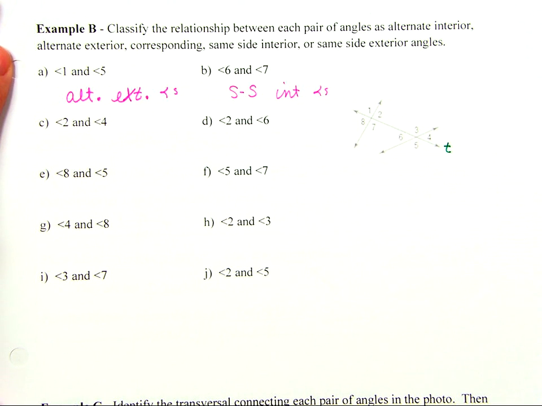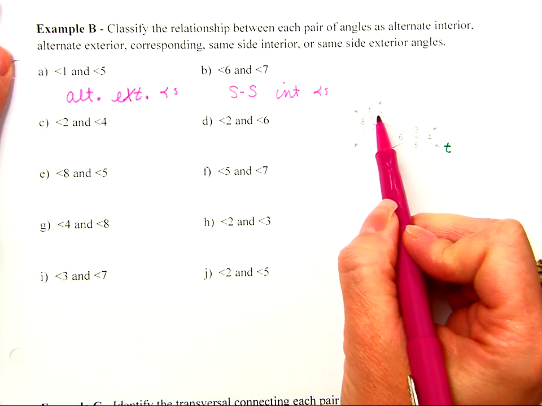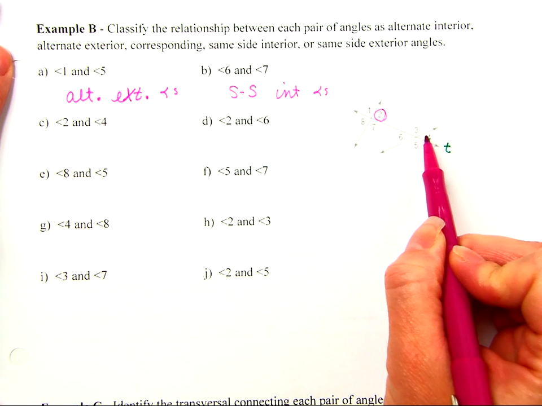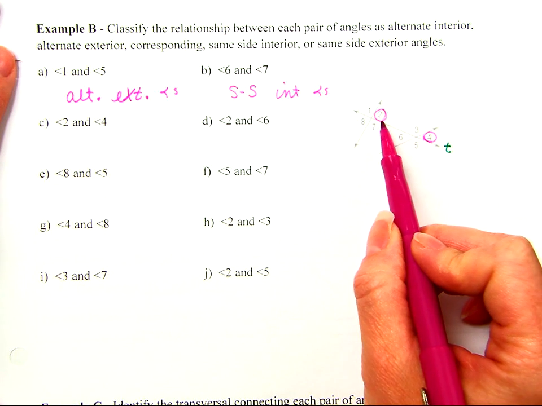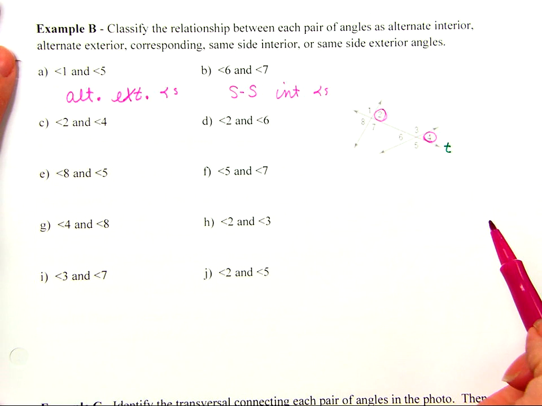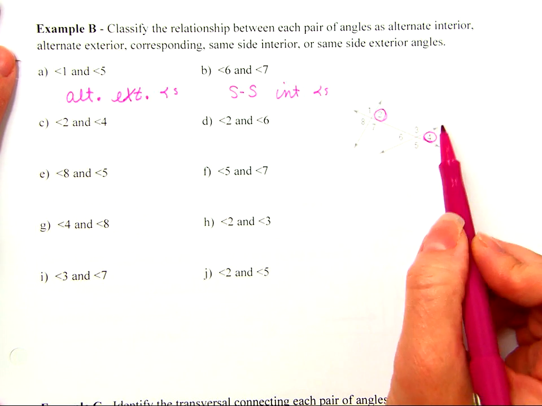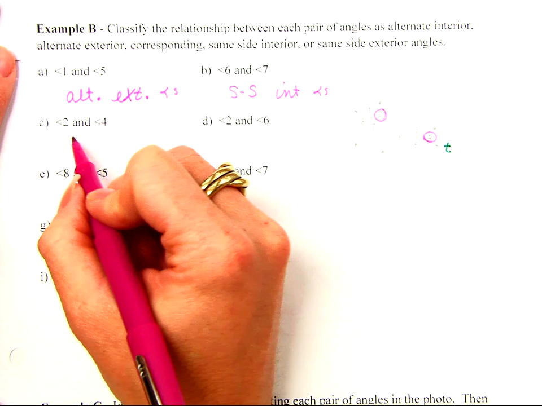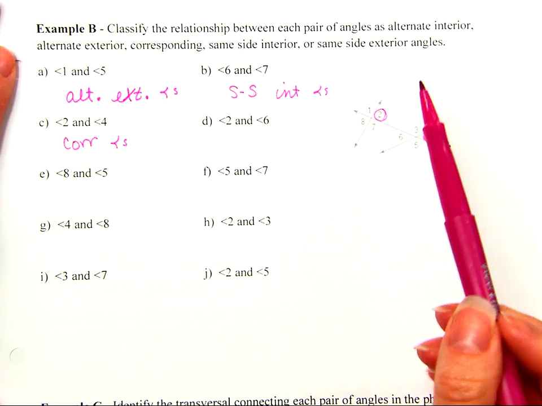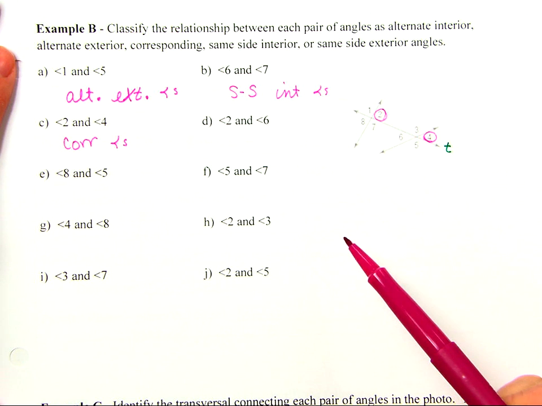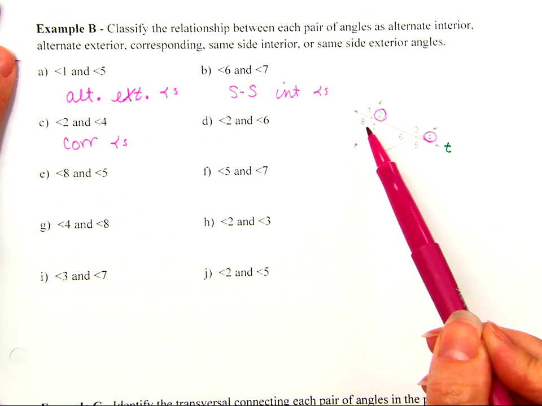Angle 2 and angle 4. Sometimes kids get a little bit stuck on this one. Angle 2 here and angle 4. These ones are actually, one's on the inside, but one's on the outside. But they're both on the right-hand side of my lines, so they are actually going to be corresponding angles. They have the same relative position at the intersection. To me, I can classify them as the upper right corner.